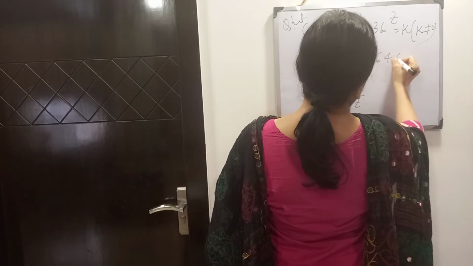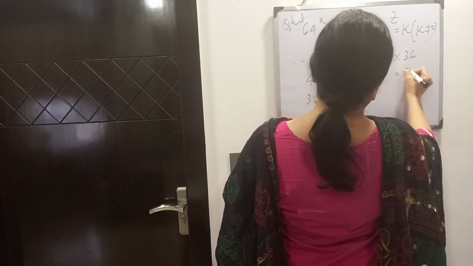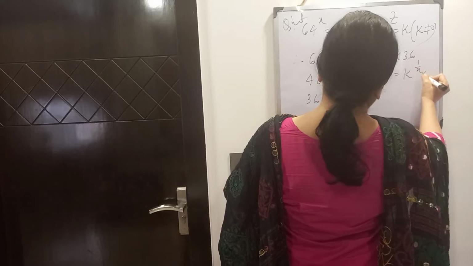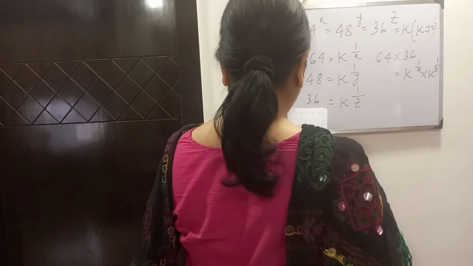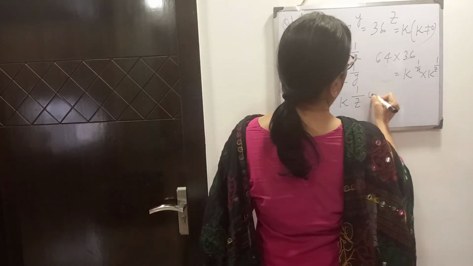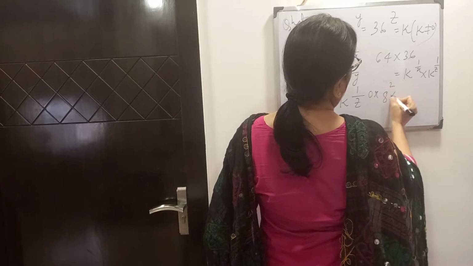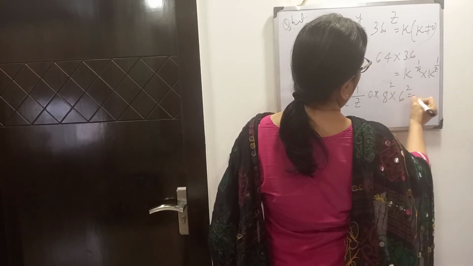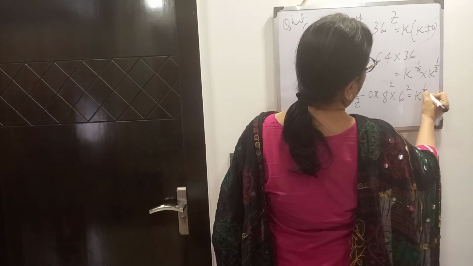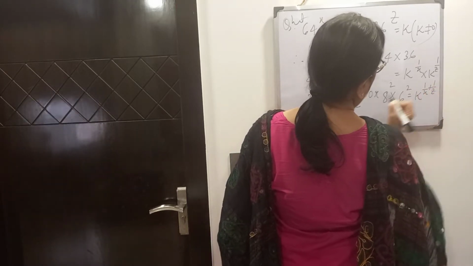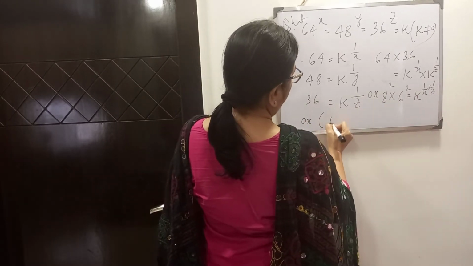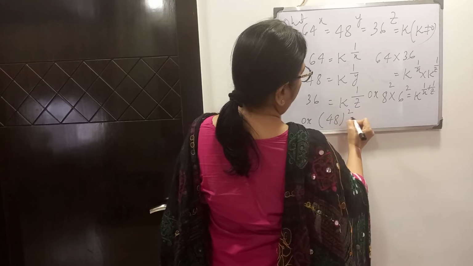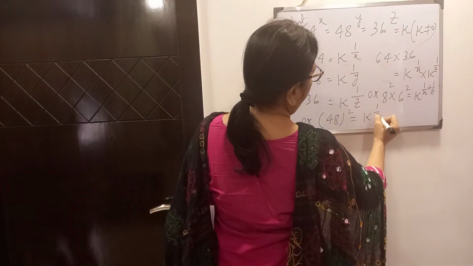64 into 36. So right hand side, k to the power 1 by x into k to the power 1 by z. Now 64 means we can write 8 square here, and 36 means 6 square, and on the right hand side it is multiplication, so the powers will be added here. Now 8 into 6 means 48 whole square equals k to the power 1 by x plus 1 by z. Why have I done this?